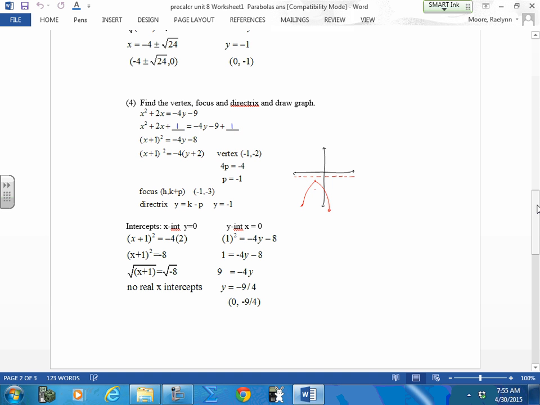So x squared, get the x squareds, keep it on the left-hand side. Leave a little space, complete the square. Add to the other side. Combine your like terms, factor. Find the vertex. It's an x squared and p is negative, so it's opening down. Find your vertex.